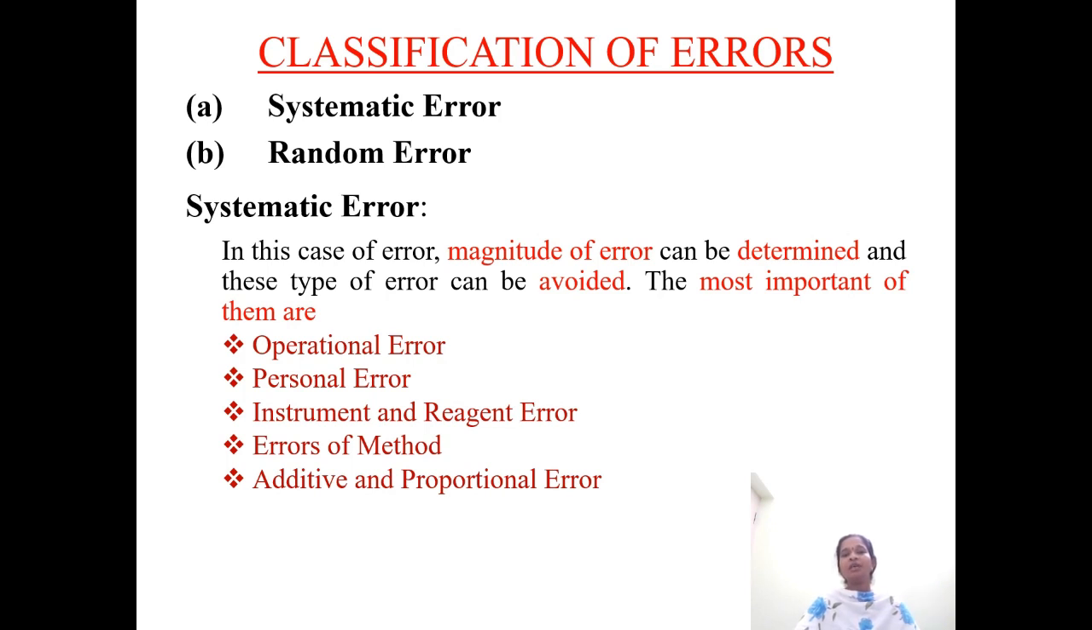In systematic error, the magnitude of error can be determined and this type of error can be avoided. The most important ones are operational error, personal error, instrument and reagent error, errors of method, additive and proportional error.